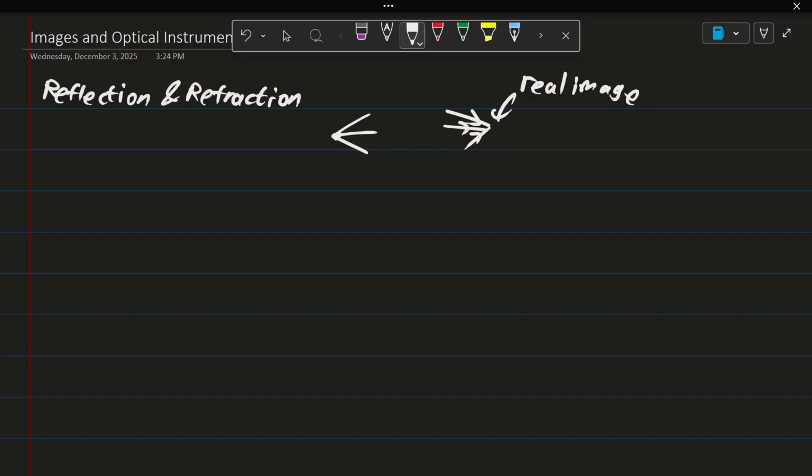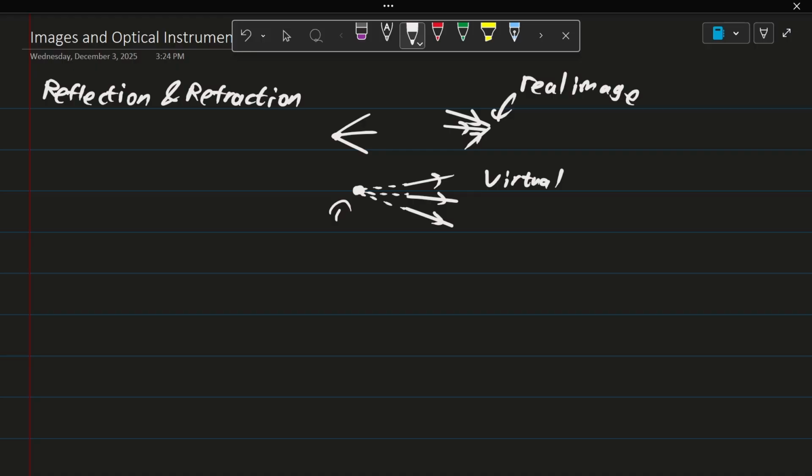But for a virtual image, you would have something like this, in which your rays diverge. So why is it a virtual image? Actually, if you try to take the lines back, what you would have is some form of an image at the backside here. So that's the virtual image.